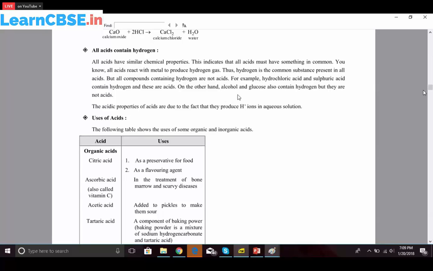Say for example alcohol. Alcohol contains the OH group, and also glucose, C6H12O6, contains hydrogen atoms. But they are not acids because when you dissolve them in water, they cannot produce H plus ions in the solution. We can also test using litmus paper. It will not turn blue litmus to red.